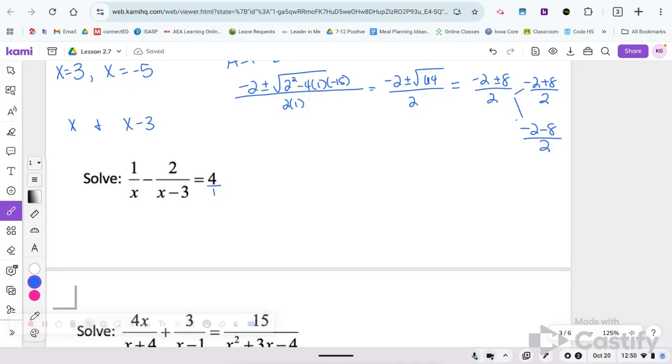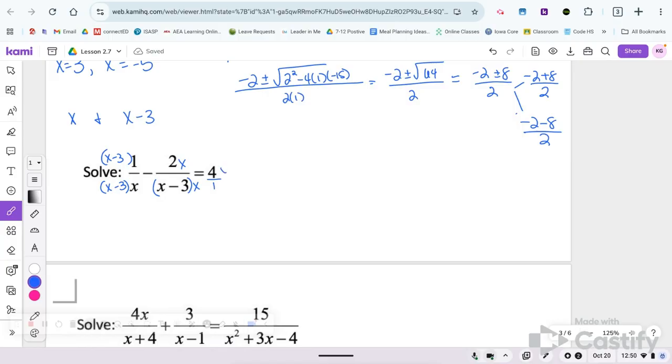So I'm just going to have to think of them as a monomial and a binomial that need to be multiplied by each other. So I'm going to multiply this one by x minus 3, and whatever you do to the bottom, you must do to the top. And then I'm going to multiply this one by just an x, and now those two have the same denominator. Now the 4 will need to be multiplied by both the x and the x minus 3, so that all of my fractions now have the same denominator. Go ahead and cross them out.